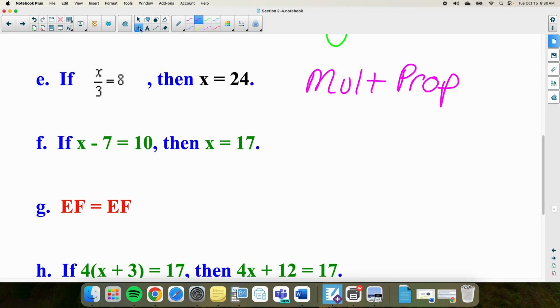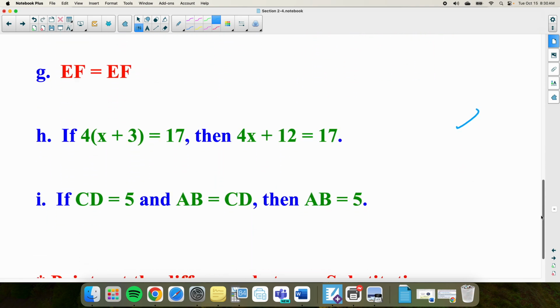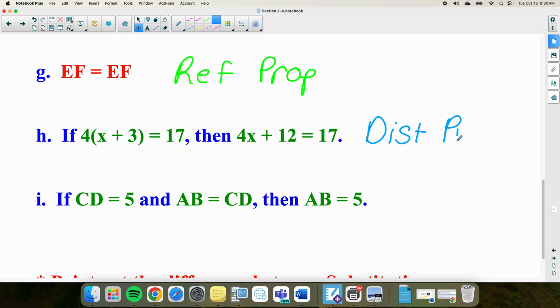Okay. Now this next one, what did they do to the left to get the right? Add. So this is just going to be addition prop. Okay. Then, in this one, what was it called when something equaled itself? Reflexive. Very good. So REF prop. Okay. Now if I look down at H, what did they do from here to here? Distribute. Very good. So DIST prop.